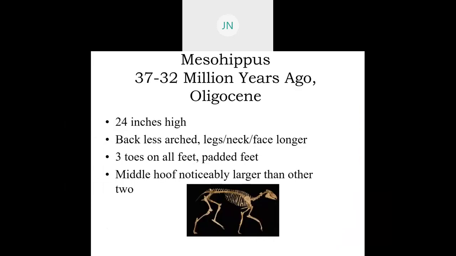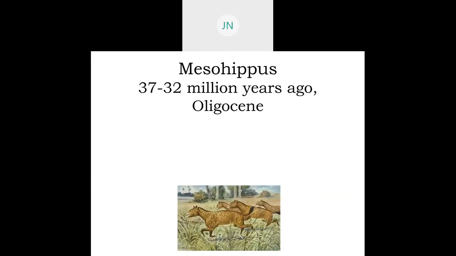Then we came to our next form, which is 37 to 32 million years ago in the Oligocene, and that is Mesohippus. Mesohippus was 24 inches high, so much taller. Its back was less arched, and its legs, neck, and face became longer. It had 3 toes on all of its feet, and its feet were padded, and the middle hoof was noticeably larger than the other 2.